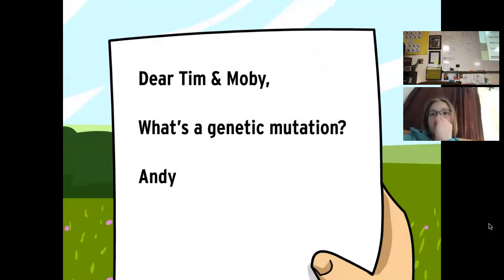Dear Tim and Moby, what's a genetic mutation? From Andy.